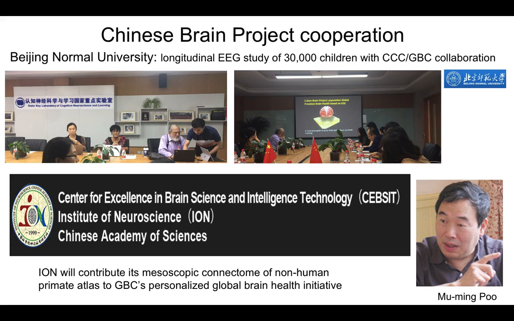In the wider Chinese context, the CCC axis has nodes in Beijing Normal University with people like Yong He, Gaolang Gong, and Ni Shu, longtime colleagues and partners of ours, and they will be using this environment to integrate longitudinal EEG data in 30,000 children with collaboration from the CCC axis. Mu-Ming Poo, who's at this meeting, will be providing a mesoscopic connectome atlas of non-human primate data into the CCC, and also what I will talk about in a moment, the Global Brain Consortium.